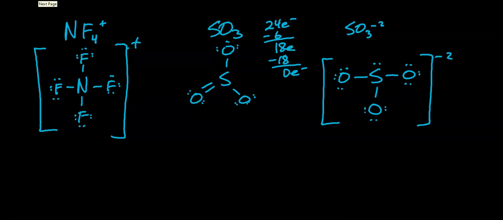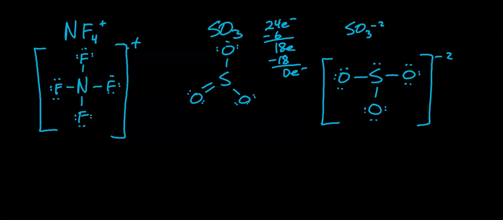NF4 plus, so we can assign molecular geometries to polyatomic ions as well. So we have 4 bonds, no lone pairs. This is tetrahedral. SO3, now be careful with this one. We're going to treat, in this case, the double bond as just 1 bond. It's 1 bond, it just consists of 2 shared pairs of electrons. So we have 3 bonds and no lone pairs on the central atom. SO3 is trigonal planar.